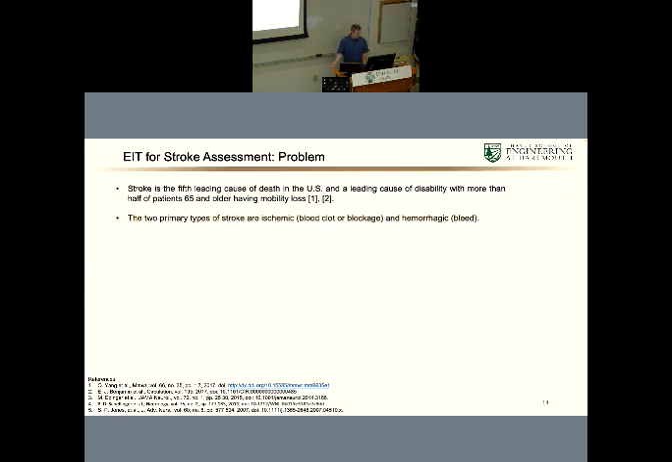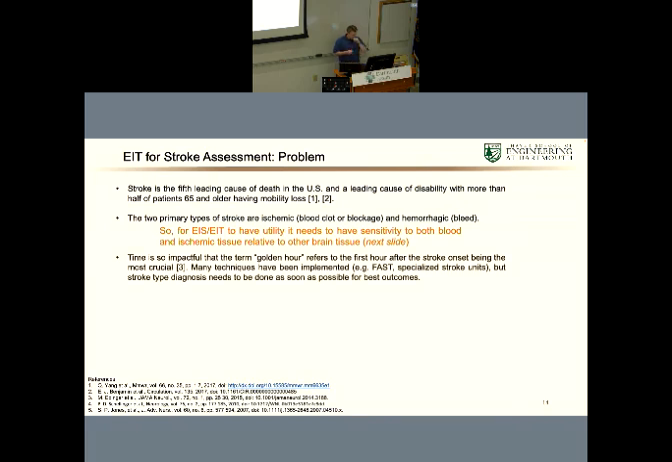There are 2 primary types of stroke, and I know it gets more complicated than this: ischemic, a blood clot or blockage, and hemorrhagic, a bleed. So just on a simple engineering level, I can understand that. And so for EIS, EIT to have utility, it has to be sensitive to both blood versus normal tissue and ischemic tissue versus normal tissue. So there have been prior studies on that.